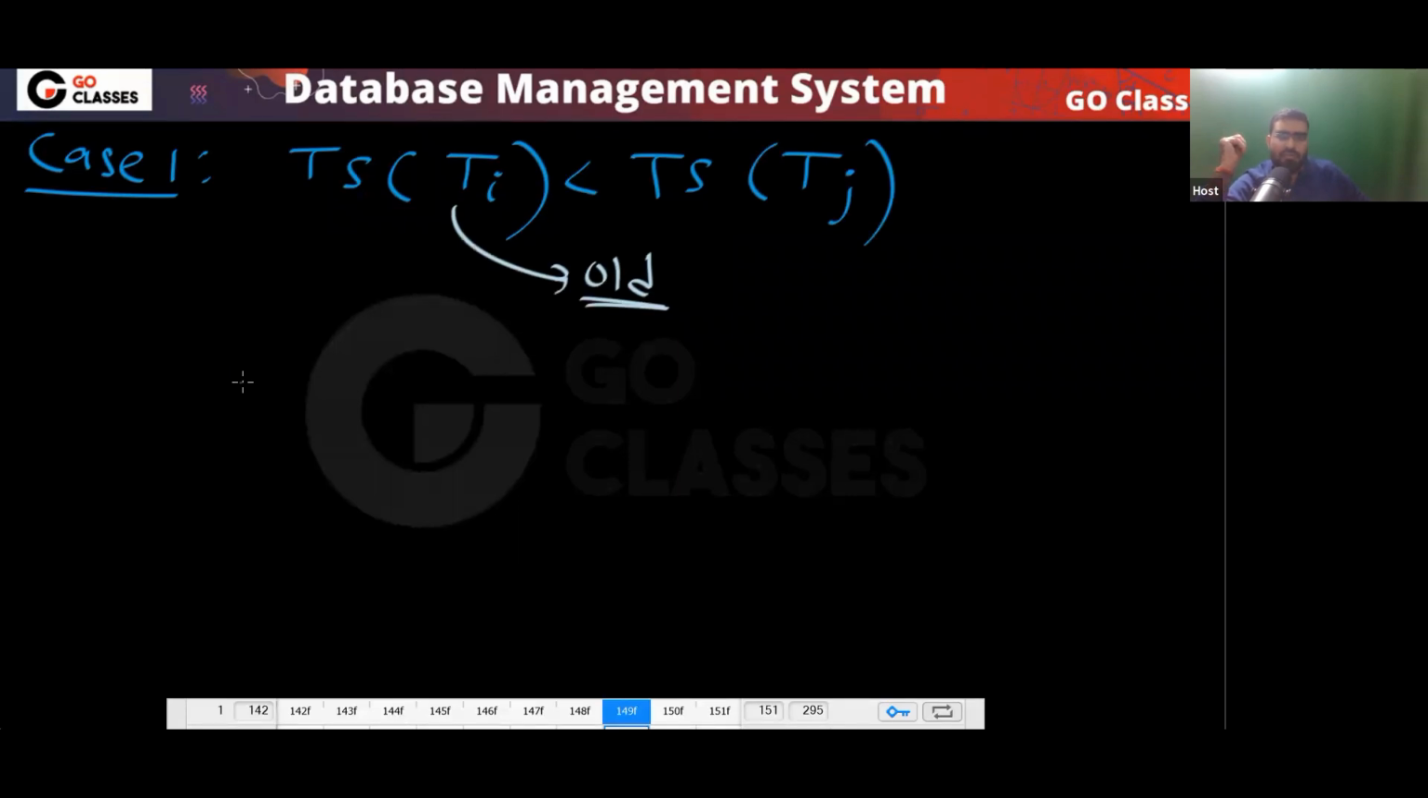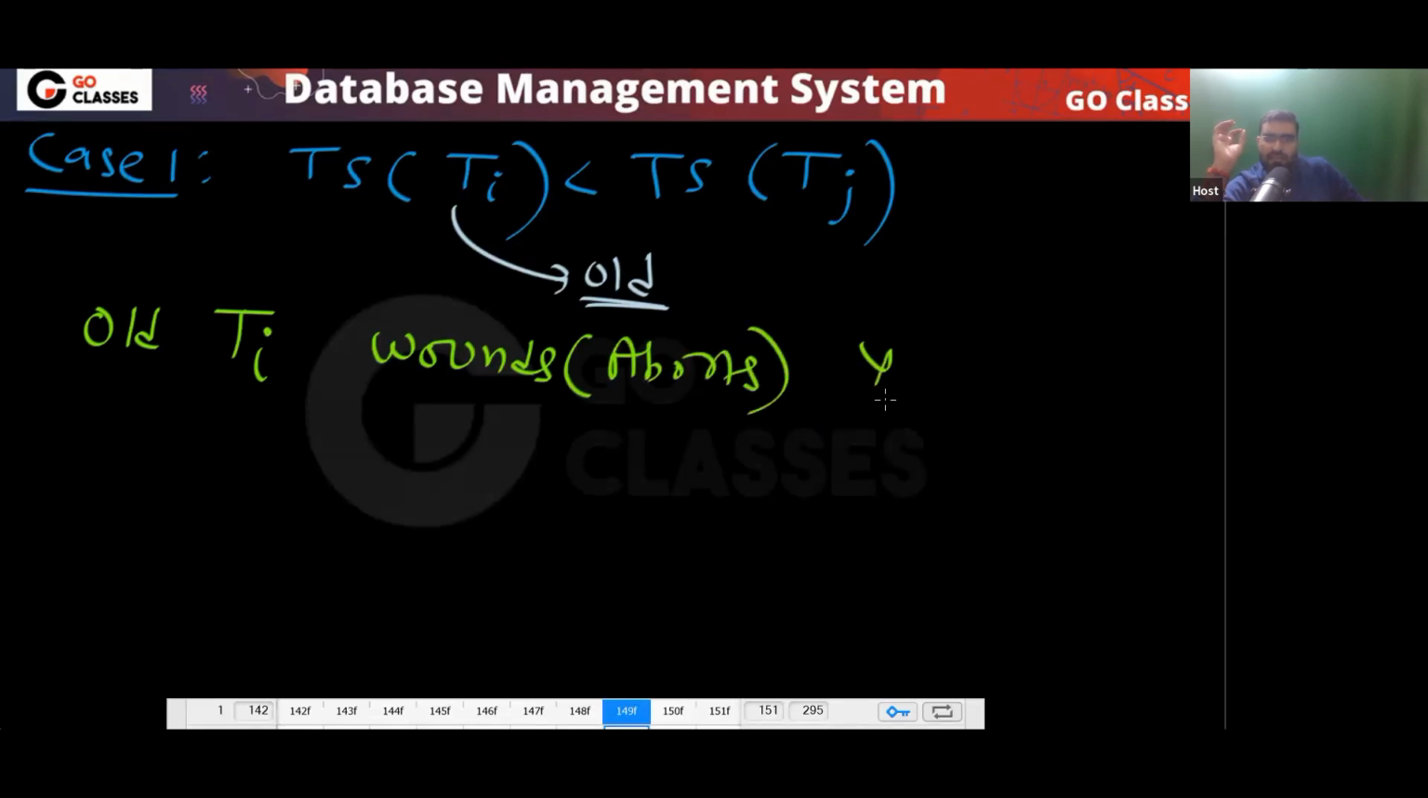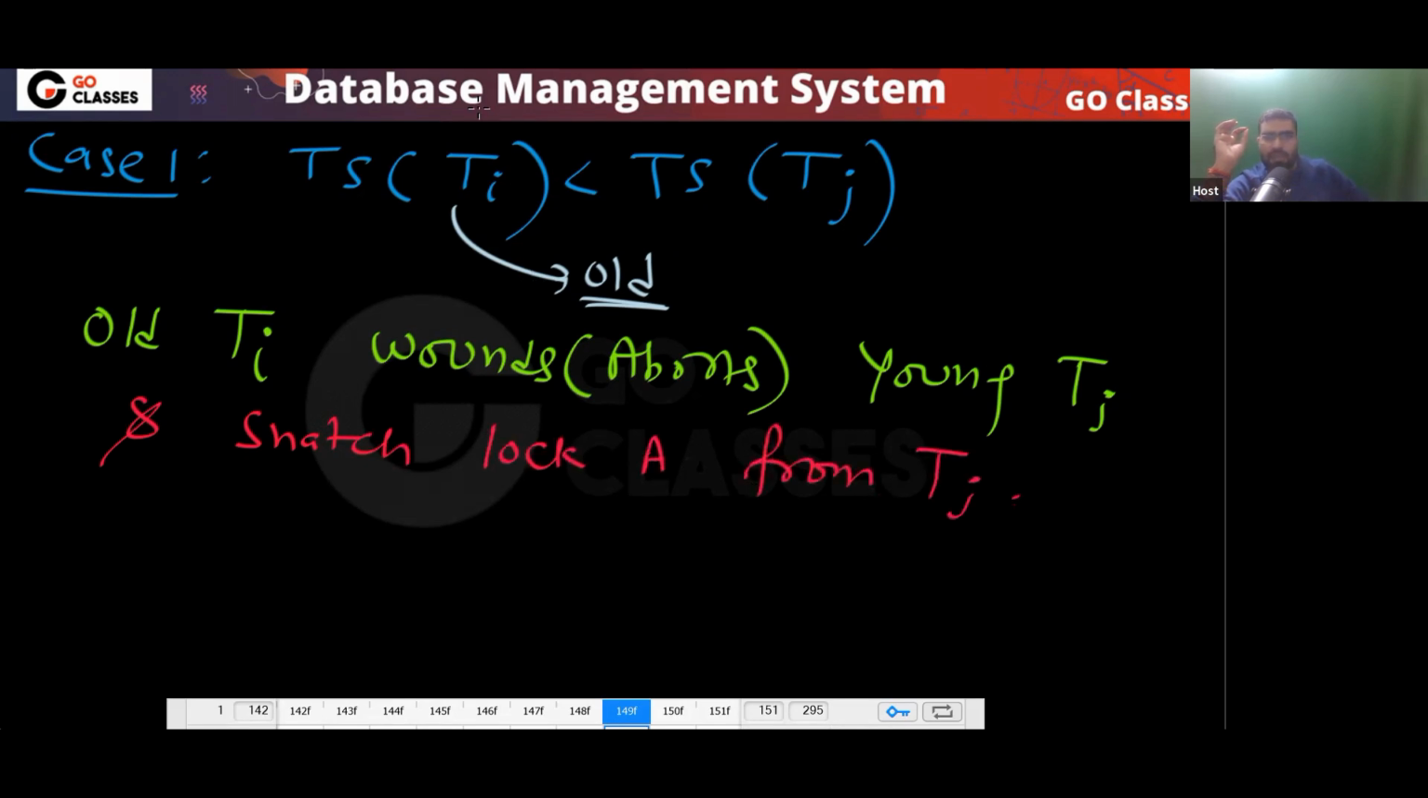Then tell me what will happen. The older person wants, the younger person holds. Then TI will wound TJ. Snatch from the younger. So this old TI wounds, and wound means abort, so it aborts the young TJ, and snatches lock A from TJ. Simple. So this is your approach.